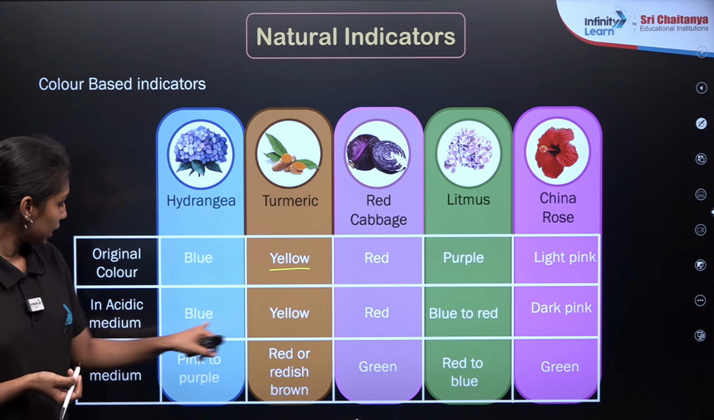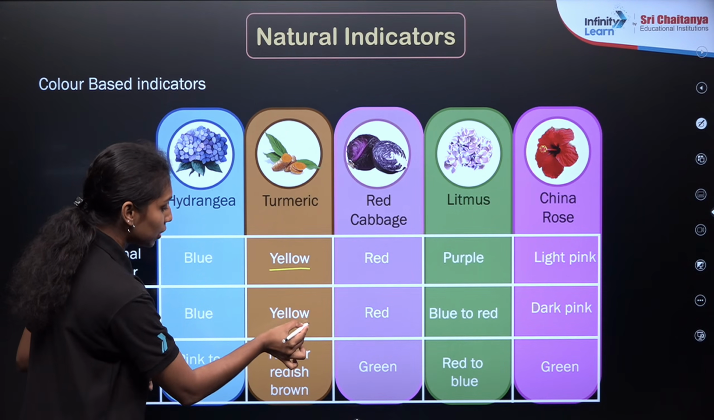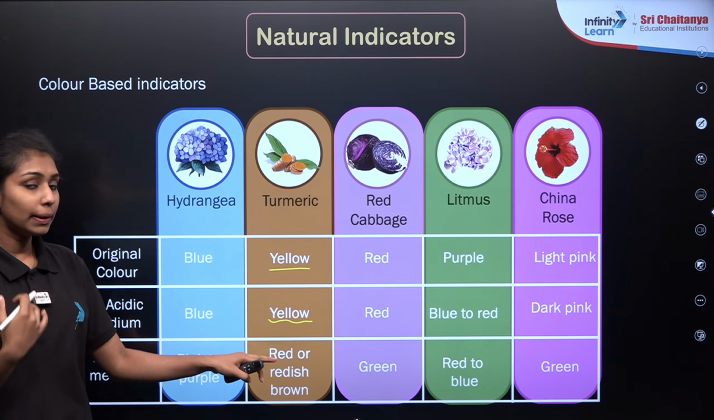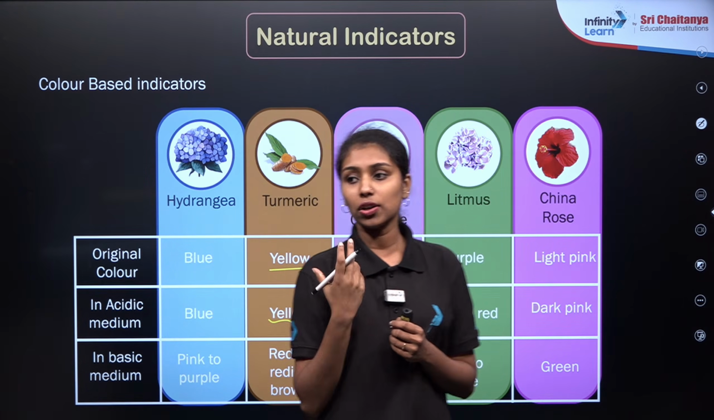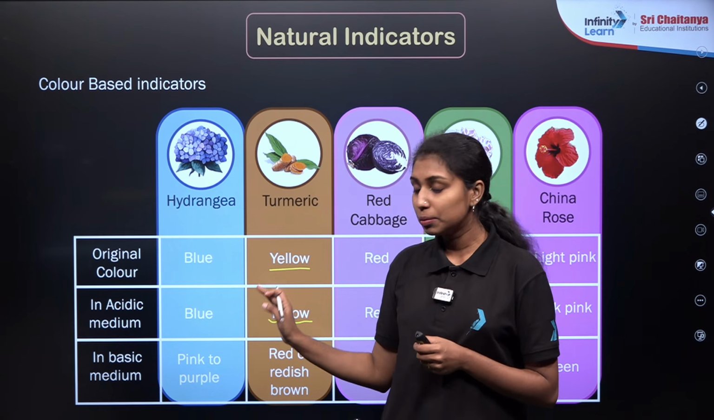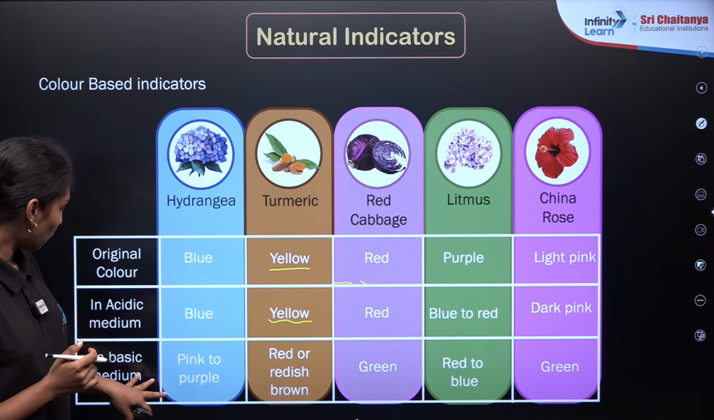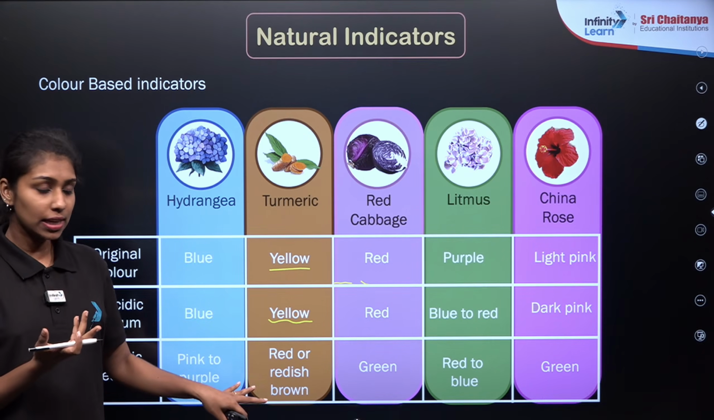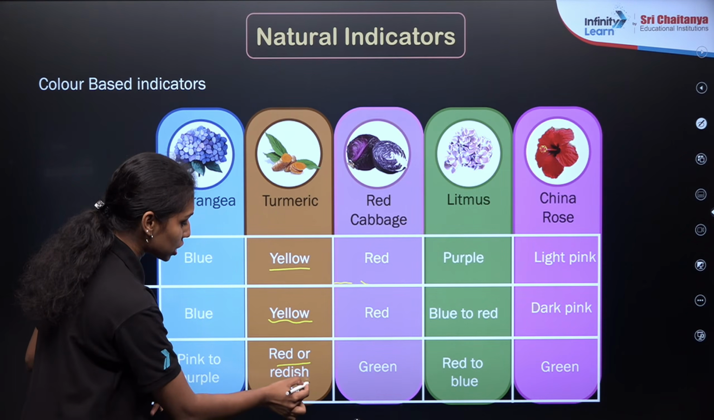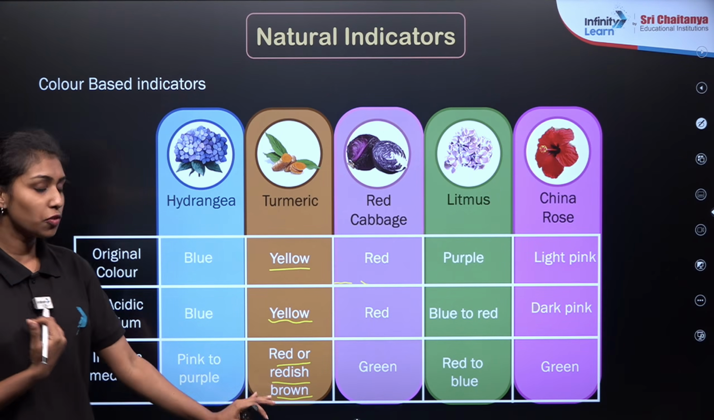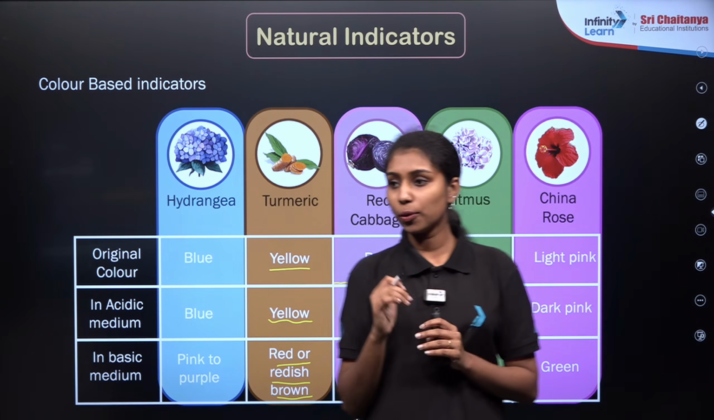Whenever it is placed in an acidic solution, it will stay yellow itself, right? It will have the same color in the acidic solution. But if a cloth having turmeric on it is treated with soap as a base, right, soap as a basic solution, what is happening to the color? The color changes to red or reddish brown, right? Red or reddish brown will be the color change for turmeric in the case of basic solution. Okay, I hope you understand.